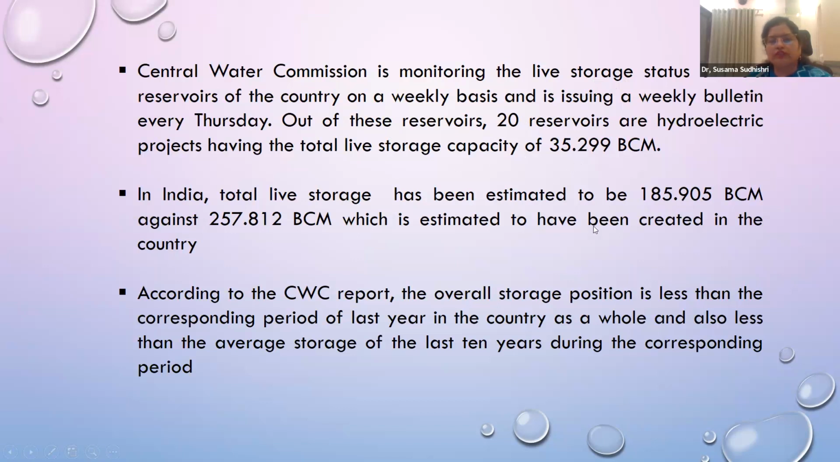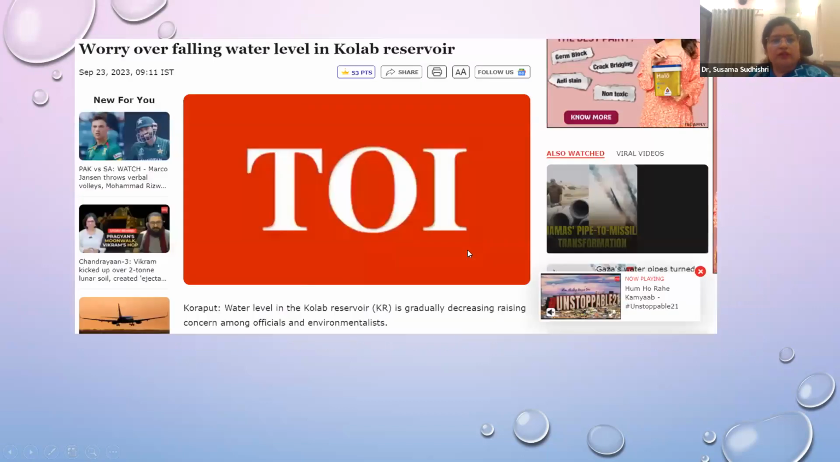But it is estimated to be more than 50%, as I have shown in the earlier slide, the live storage has been reduced. If you see, this is the Times of India. It was published on September 23rd, 2023. It has been shown that in the Upper Kolab Reservoir in Odisha, the water level has decreased.